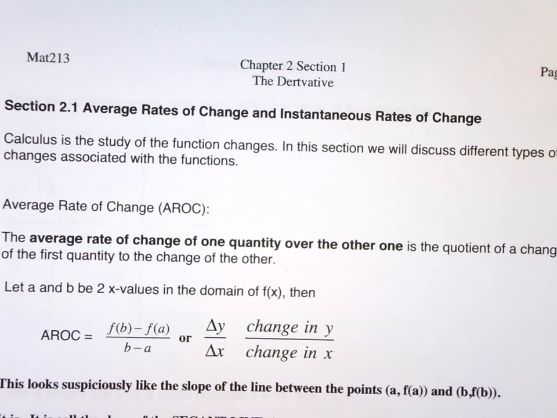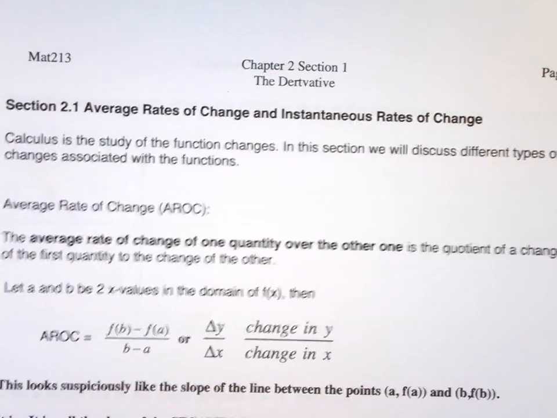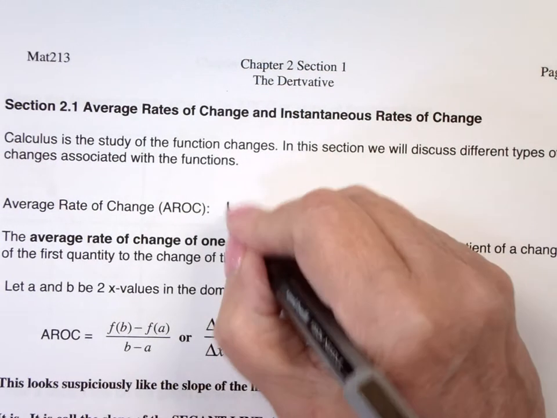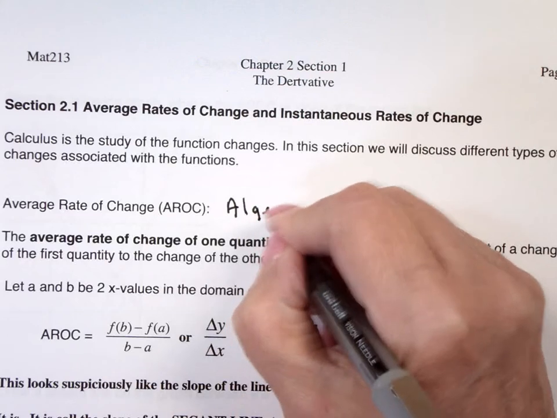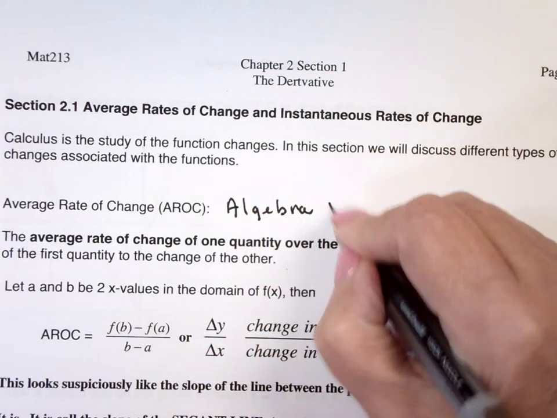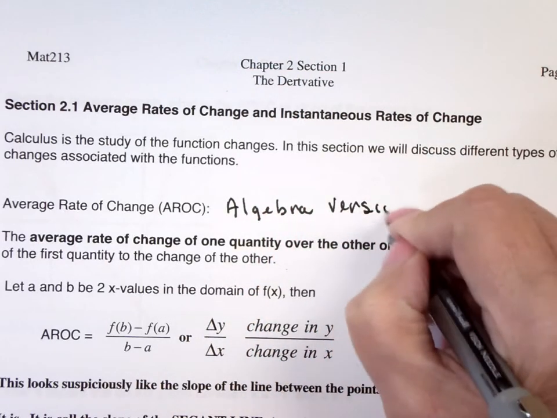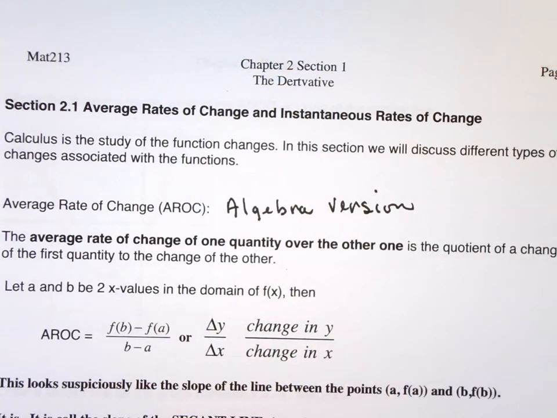The derivative, average rates of change and instantaneous rate of change. Average rates of change, I call it AROC. This is algebra, the algebra version. This is what you've been doing from time on end.